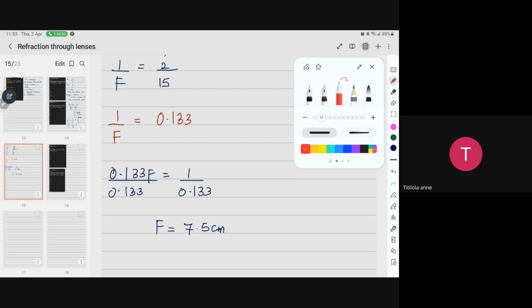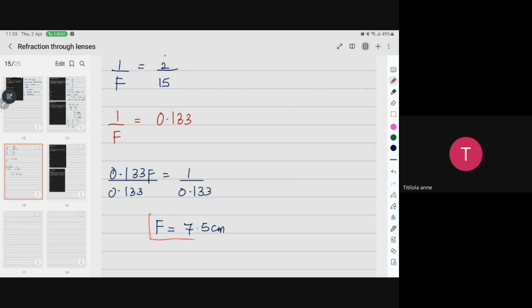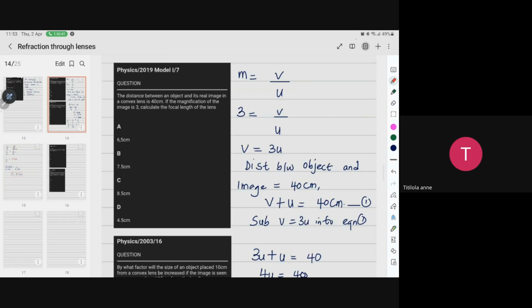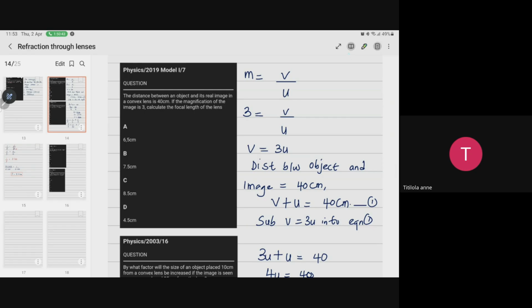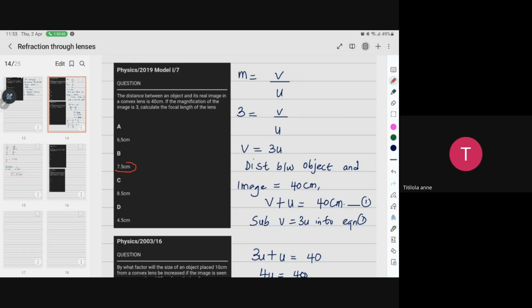All right, guys, hope you understand what we did. That's how we can actually get the focal length. So for that very problem, we've calculated and seen that our final answer is 7.5. Is that okay, guys?